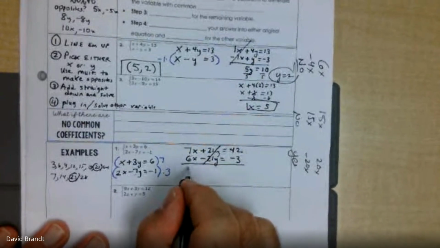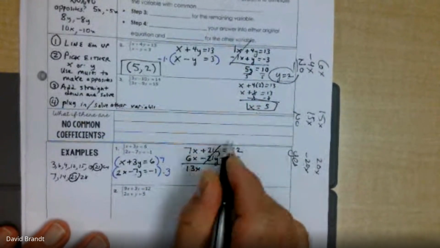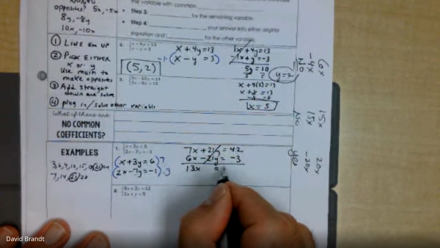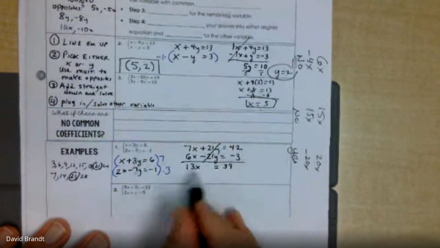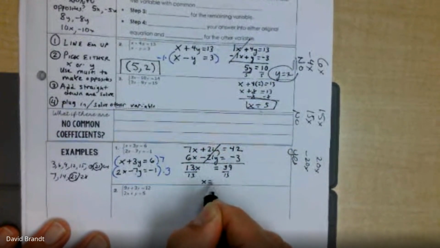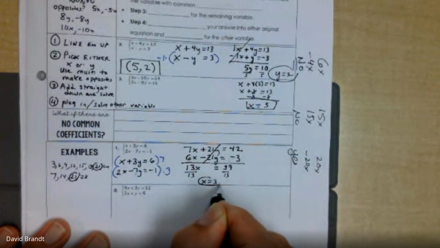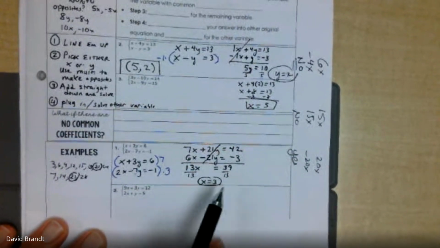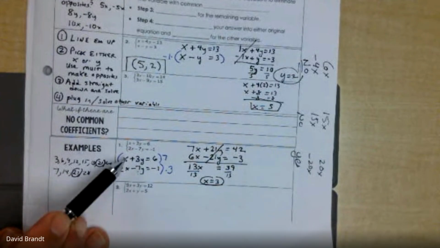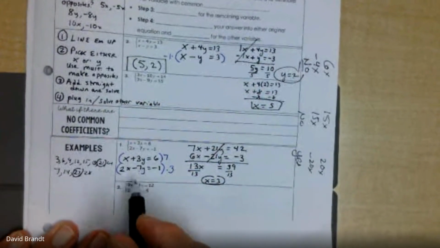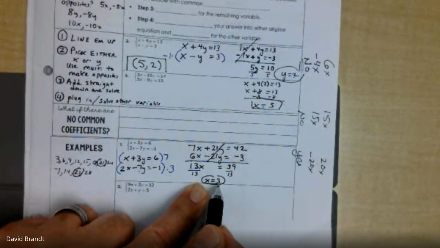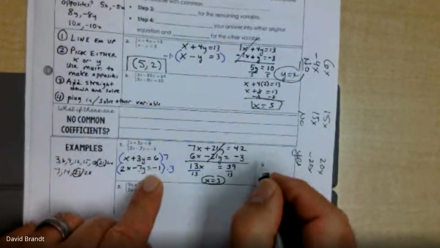Now, 7x and 6x, that's 13x. The y's cancel, bring down your equal sign. 42 minus 3 is 39. Very easy to solve. Divide both sides by 13, and you're going to get x = 3. Now, if you remember in the last video, you're not done yet. You have to solve for y. Pick either one of the 2 original equations, whichever one you think looks easier, and you're going to plug in 3 for the x. Make sure you don't plug in 3 for y. Make sure you plug it in for x.